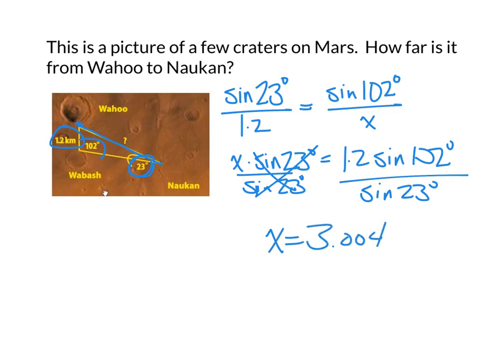3.004. Now, of course, remember this is a word problem. In word problems, numbers aren't numbers, they're measurements. That this 3.004 is actually 3.004 kilometers.